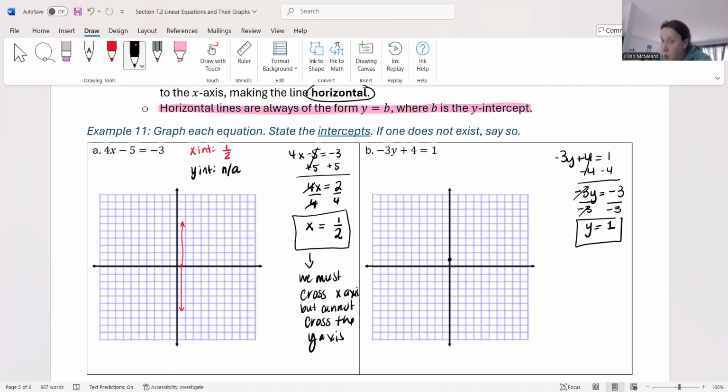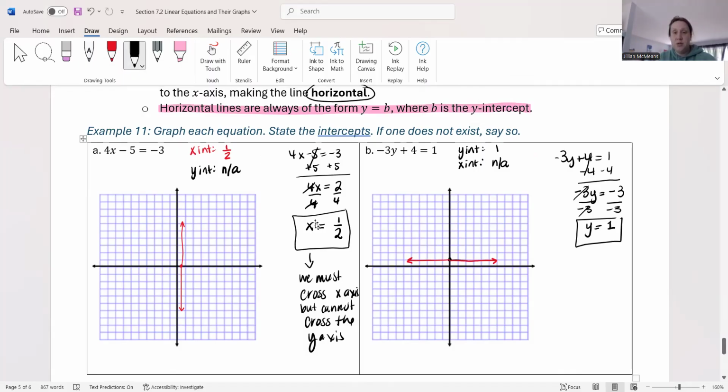So go ahead and plot your y-intercept. Draw your horizontal line. Let me do it in red so it's really obvious. And then let's state our intercepts, okay? So the y-intercept is 1. The x-intercept does not exist. You could put DNE for does not exist, or just NA for not applicable, or just say none, okay? But with horizontal lines, you're always going to have a y-intercept, no x-intercept. For vertical lines, you're always going to have an x-intercept, but no y-intercept, okay?